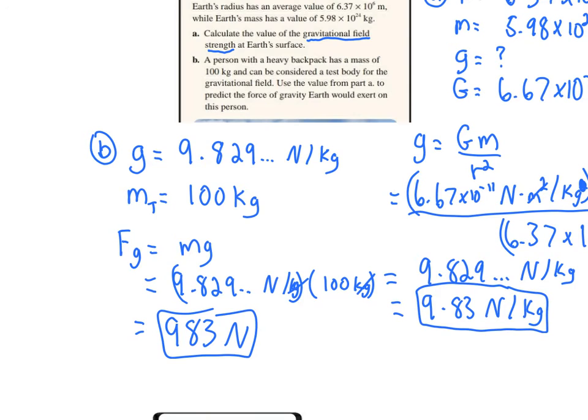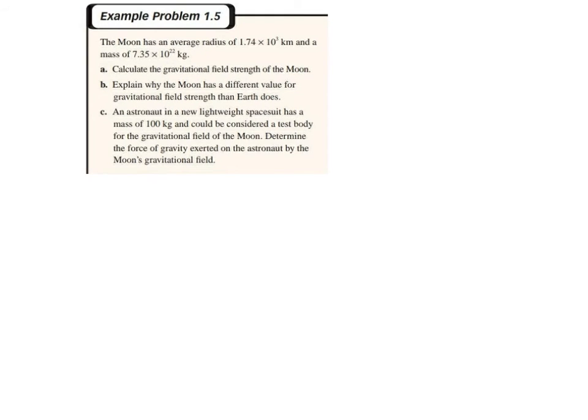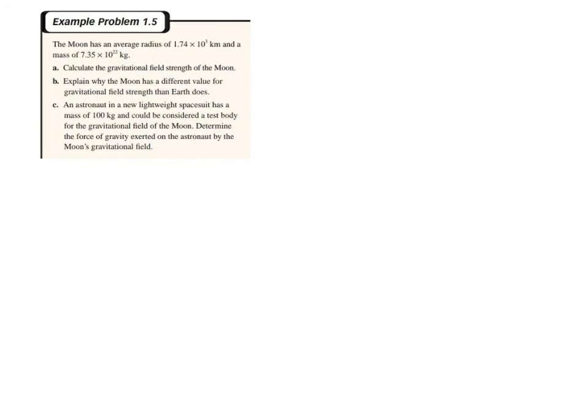The next question that we're going to look at has to do with the moon now instead of the Earth. They give us the average radius of the moon, and they give us the mass of the moon. Right away, alarm bells are going off in my head because I see kilometers. That's not good. We cannot be in kilometers when we do these calculations. So what we're going to have to do first of all is convert those kilometers into meters. Let's do that right off the bat.